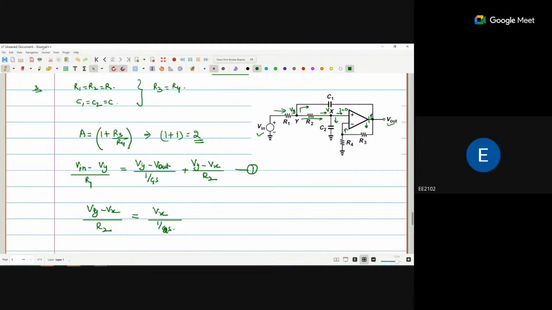And if you find the Vx, Vx from this point and this point will be the same. So this is also Vx. So Vx is Vout upon R3 plus R4, the current flowing in this direction, into R4. Multiply by R4, so that is Vout by 2. This is the third equation. First, second, and third, eliminate Vx and Vy. Your complete equation will be in terms of Vout and Vin. Find the transfer function.